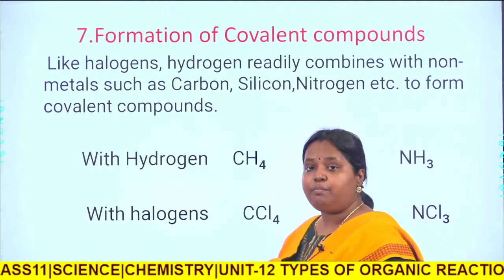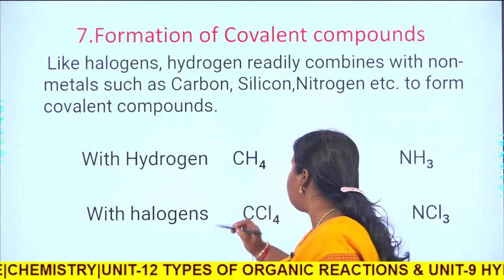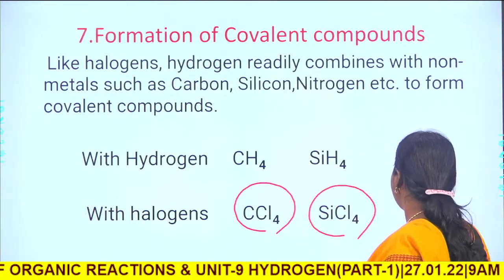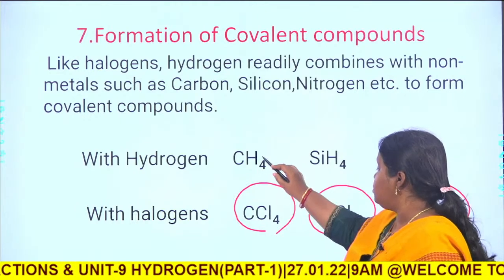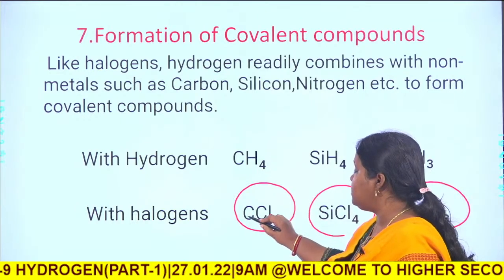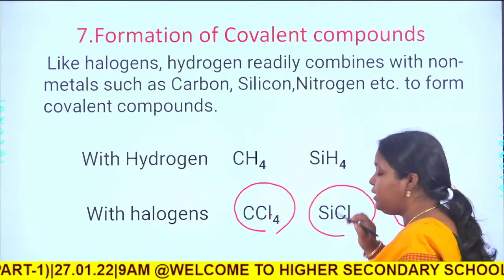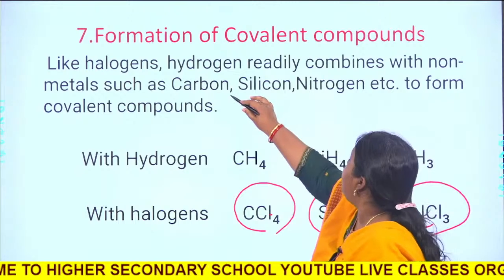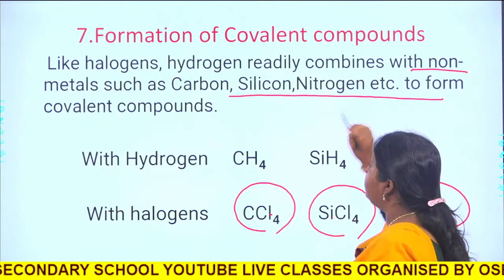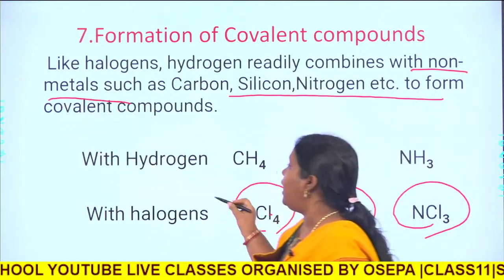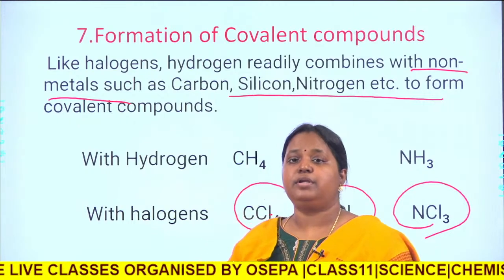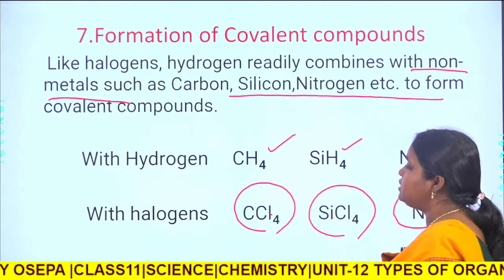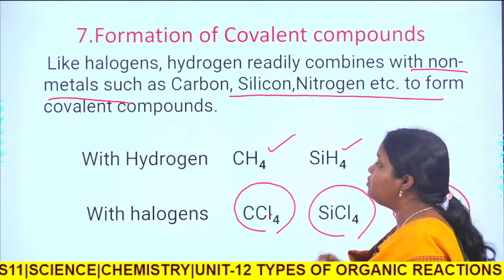Formation of covalent compounds: CCl4, SiCl4, NCl3. Here carbon, silicon and nitrogen are combined with non-metals. Similarly, hydrogen also combines with carbon, silicon, nitrogen forming covalent compounds. So this is another similarity with group 17.